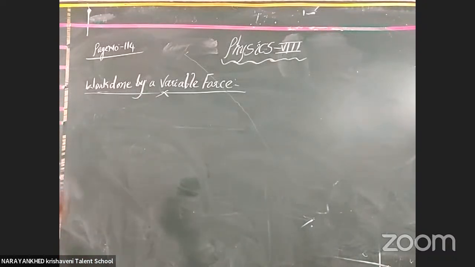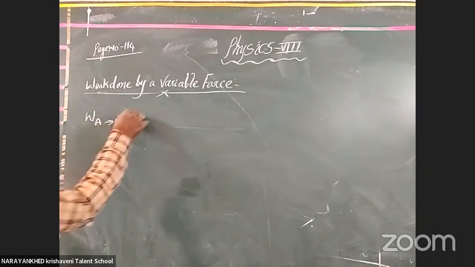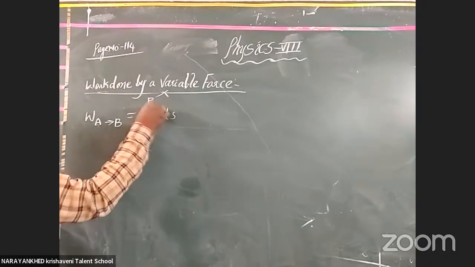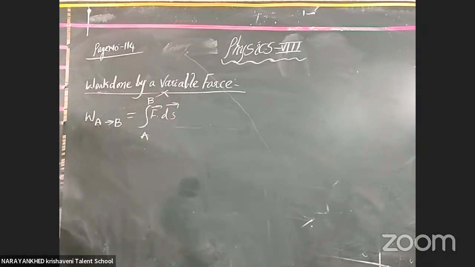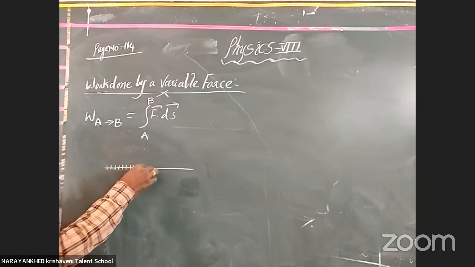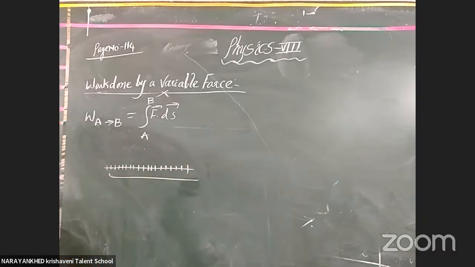This is only another format we have to write in a different way. From A to B, there is work done. W from A to B is written as the integration from A to B of F bar dot ds bar. Got it or not? Integration means what? We take the different small things here, and combined by mathematical application, it is called integration.